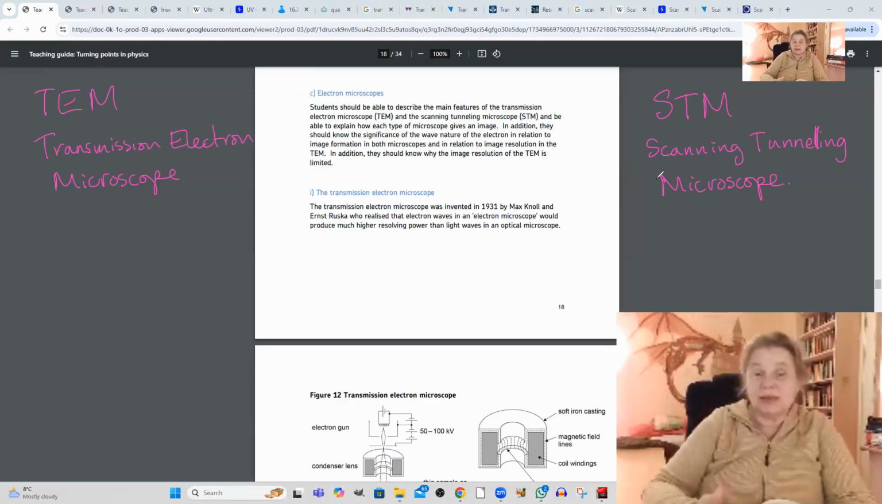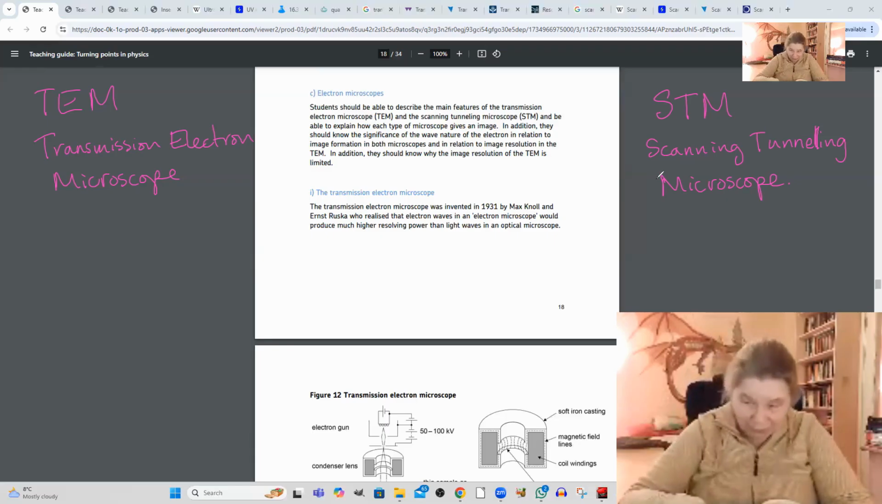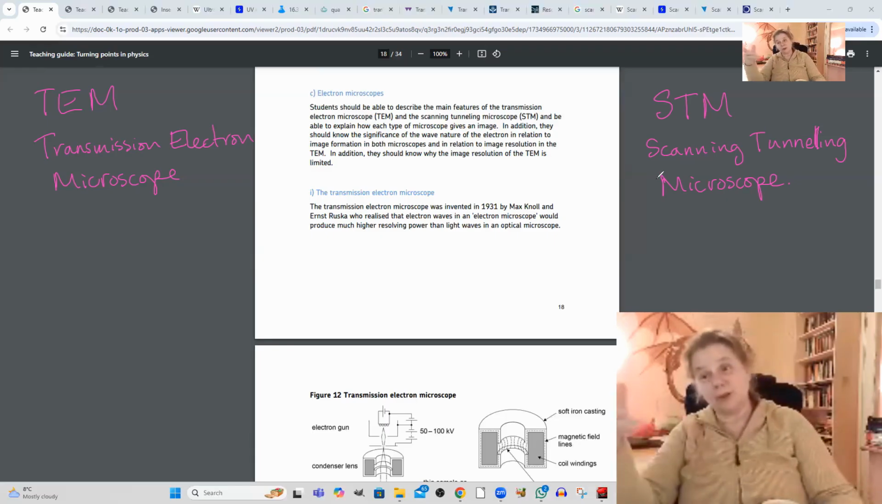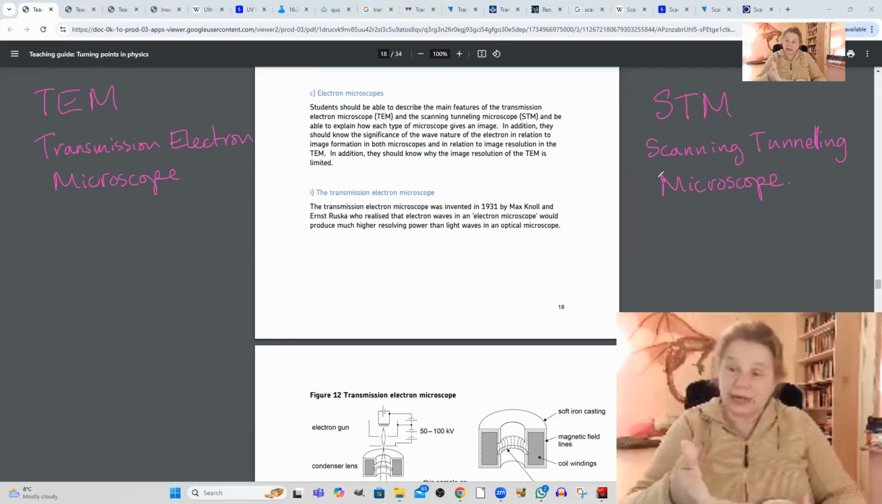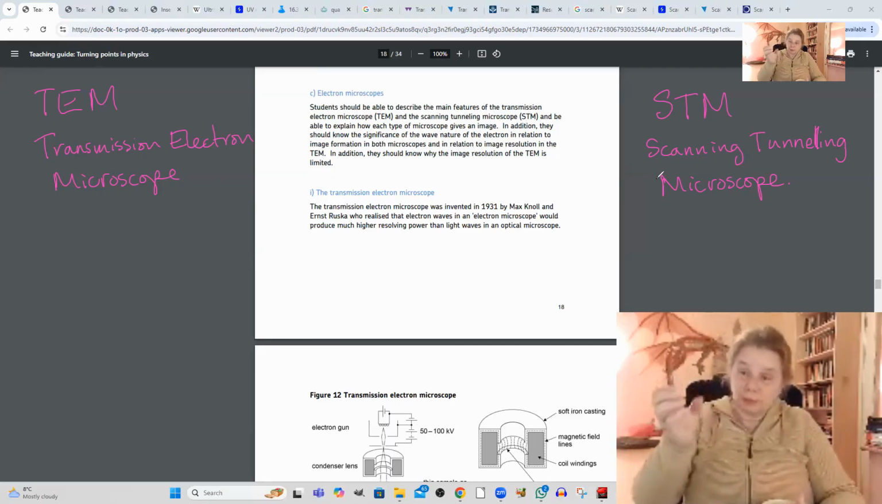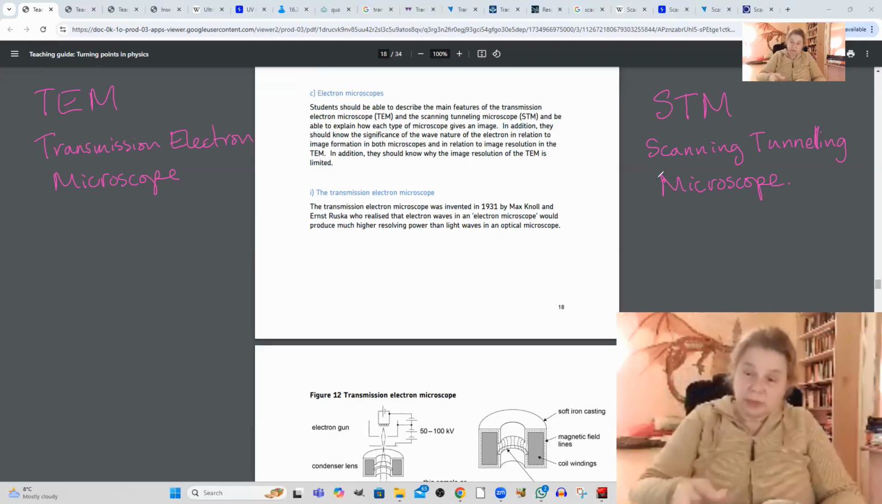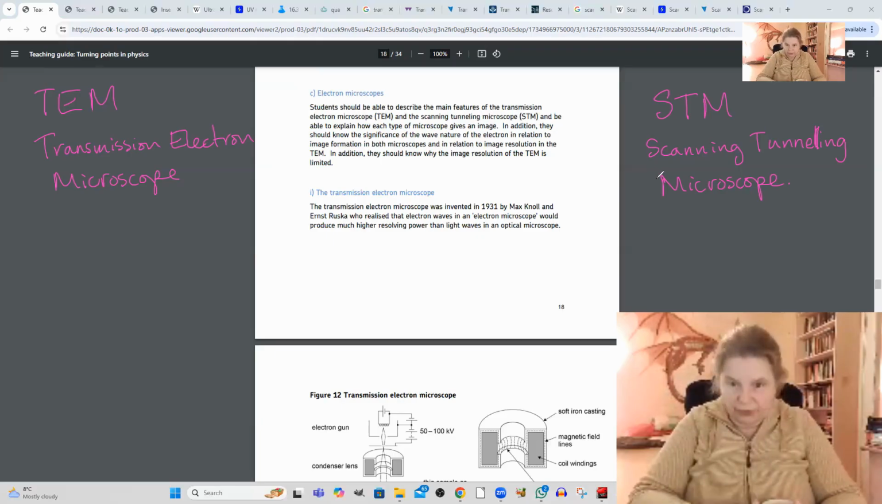But you can basically turn the wavelength down and down by turning the voltage up and up on an electron microscope, and improve your resolution each time. And what it means is that you can resolve much smaller things.